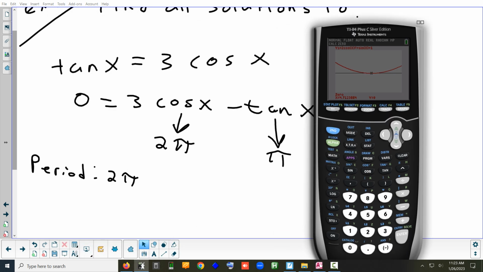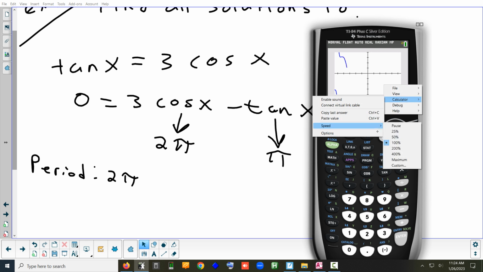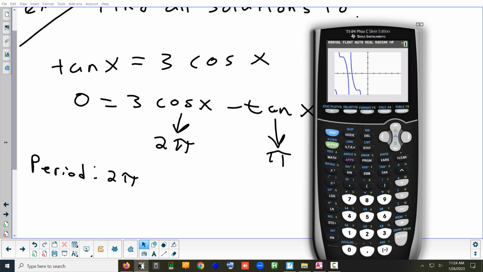All right, so type it in. Let's do 3 cosine x minus tan x. I'm going to reset it because I did a lot of zooming in that last problem. So I'm going to do zoom 7 just to put it back the way it was. And I can stop it if I want. I just want it to reset the window. And now I'm going to set it to what I want.